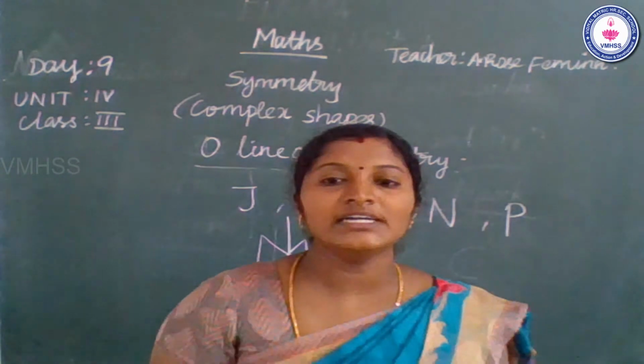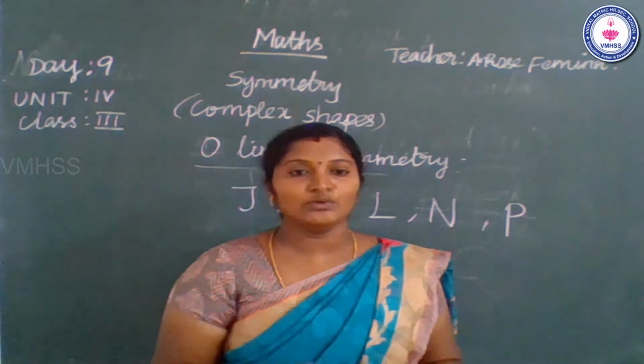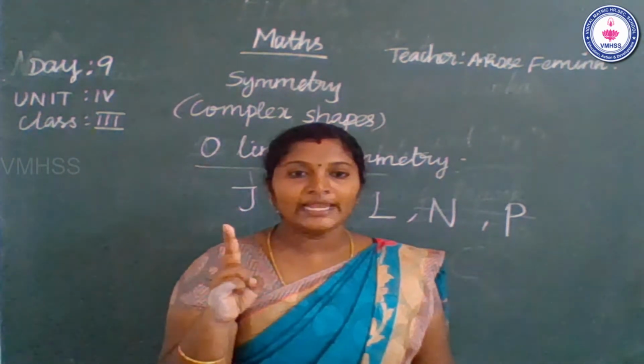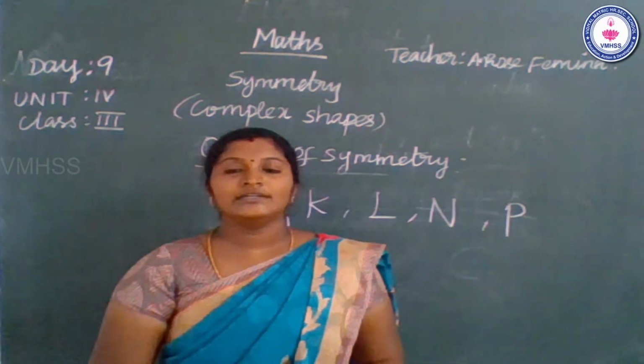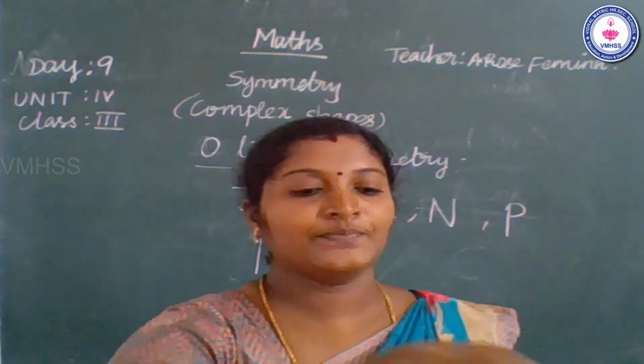Okay. Zero has two lines of symmetry. You already know zero has two lines of symmetry. Okay, ma? You understand?